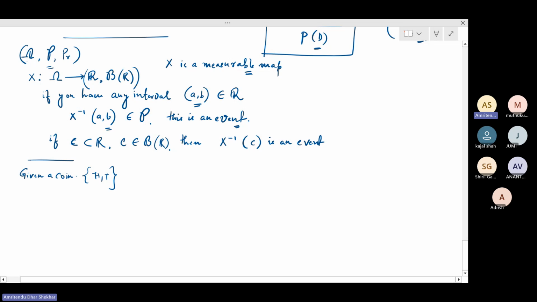I have a doubt in measurable map. We have defined that if we have any interval a comma b in R, or intervals of the form minus infinity to closed interval x.